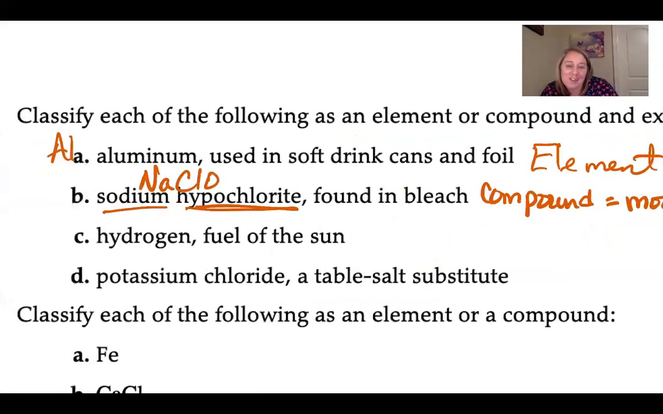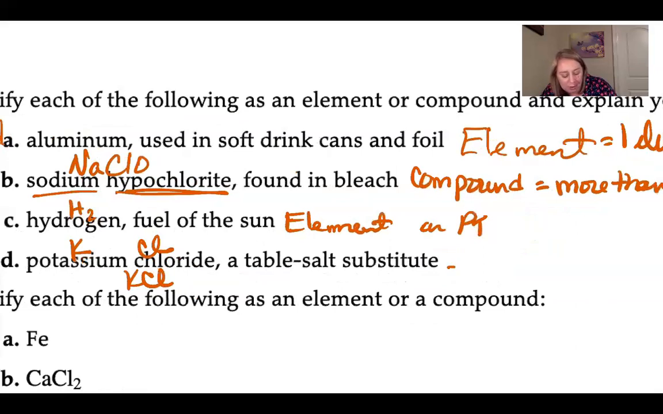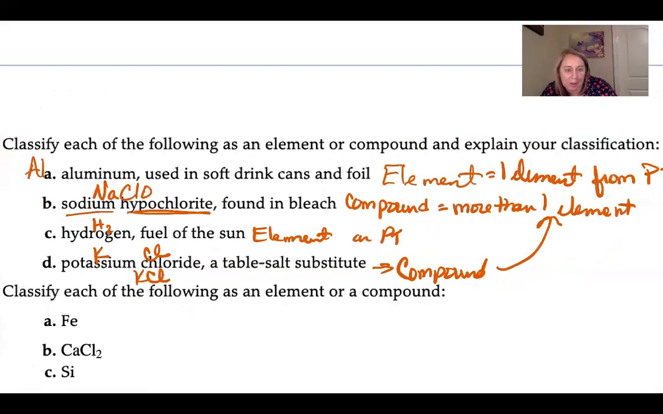All right, hydrogen, fuel of the sun. Hydrogen, it's actually going to be H2, but still it's one element, so this is an element. It's found on the periodic table, one element. Potassium, potassium is going to be K. Chloride is Cl, so KCl. It's a table salt substitute. Well, we got 2 elements, so this must be a compound. It was more than one element. Same rationale as above, more than one element.